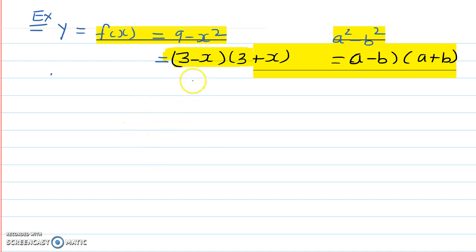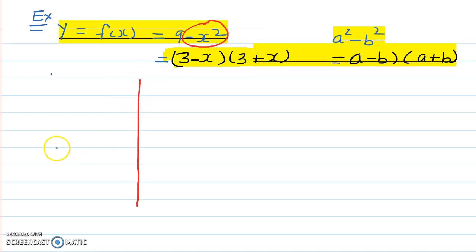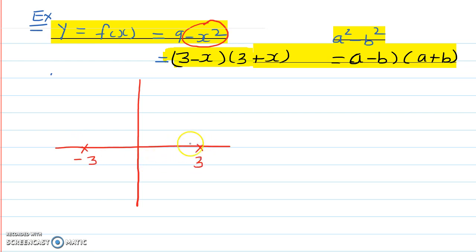So let's sketch this. Because x square here is negative, you can see x is negative. It means this graph will be a reverse of U shape. It will pass from -3 to 3, so let's sketch it.